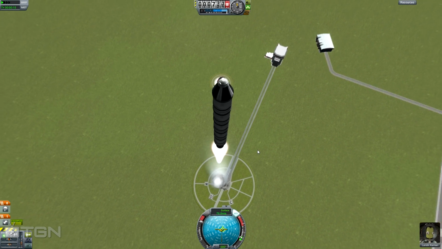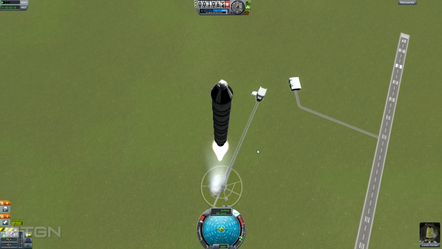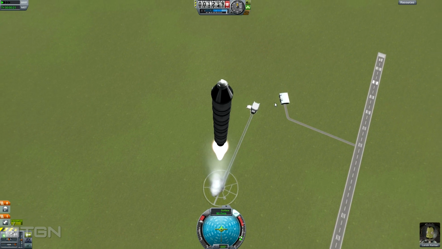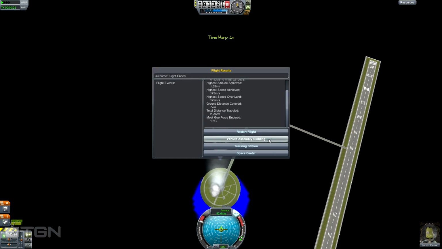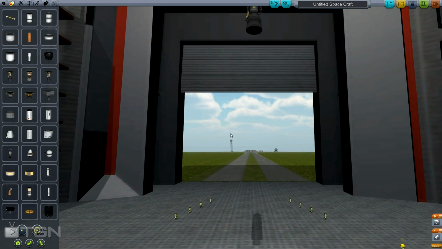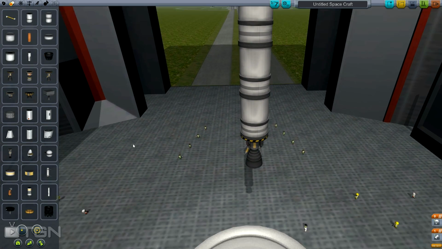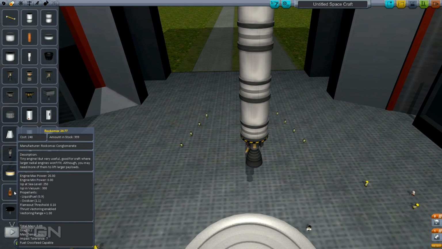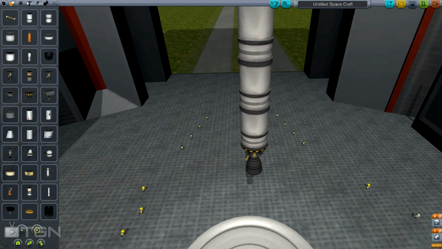Now, before we cover Asparagus Staging, I want to go into some of the probe bodies and electrical components of Kerbal Space Program. So let's just end this flight and look at some of the more advanced parts that we didn't look at last episode, purely because we didn't have time. Now, the RCS we went over a little bit. You have your RCS tanks here. And the RCS is the same thing.